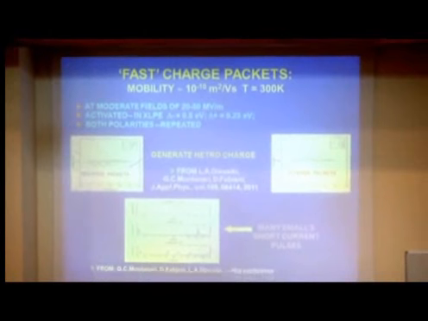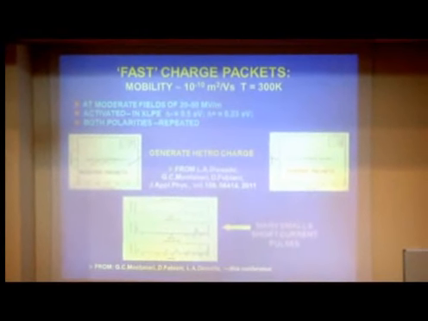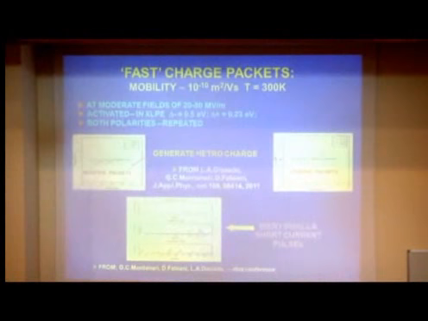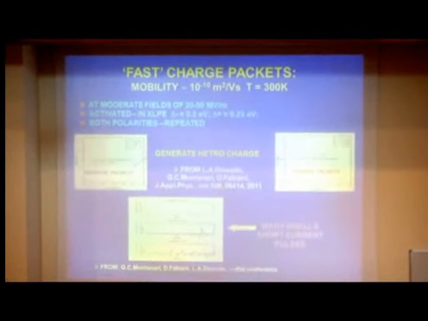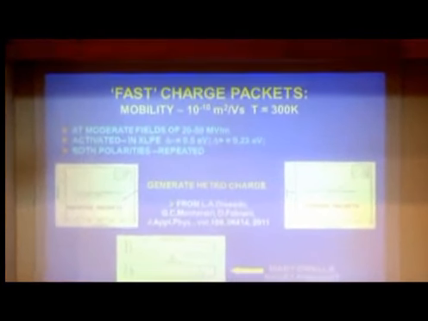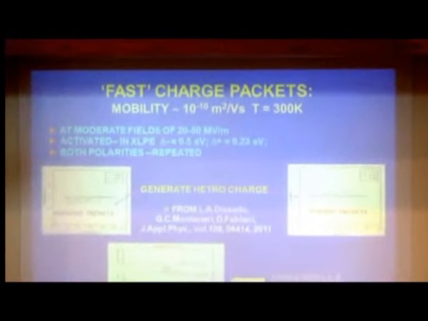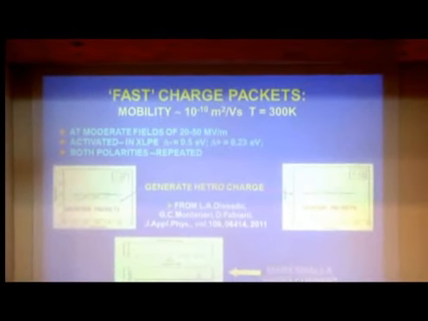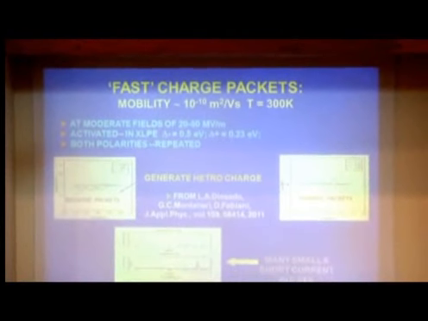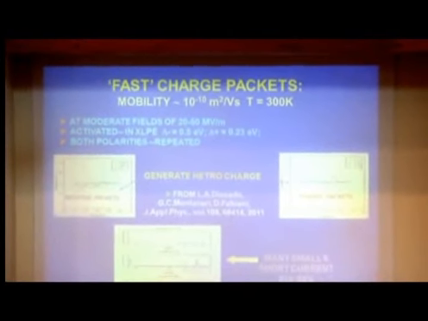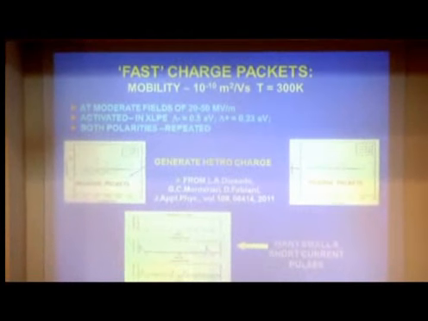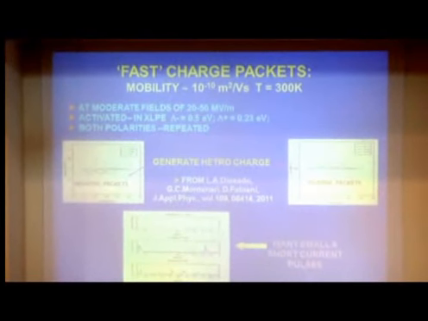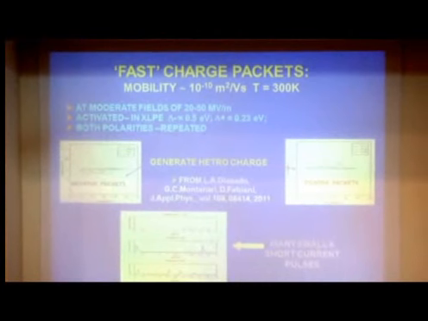Now, recently, we've found what we call fast charge packets. Now, the reason for this is the mobility is 6 orders of magnitude faster than the slow packets. To give you an idea, these packets cross 1.5 millimeters of insulation in less than a second at room temperature, as compared to 3.5 hours crossing time for 150 microns at room temperature.